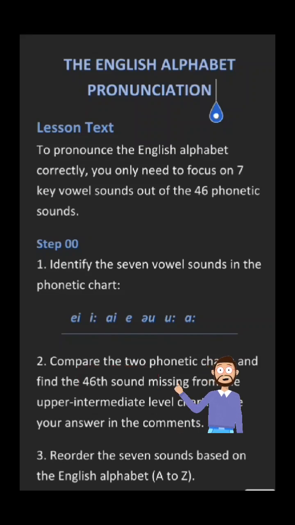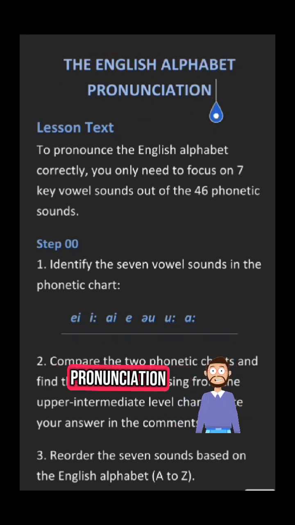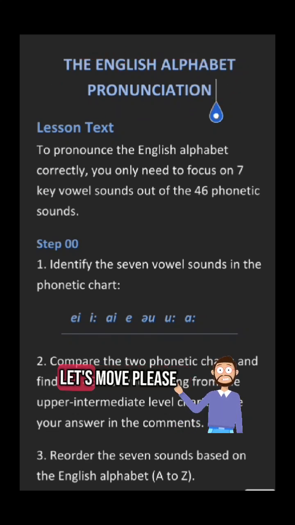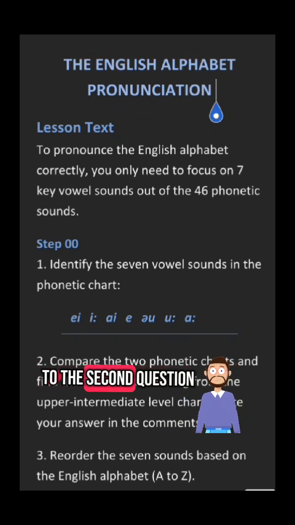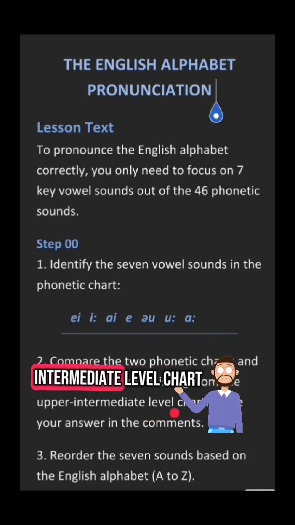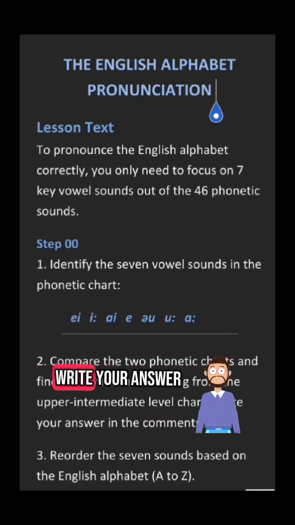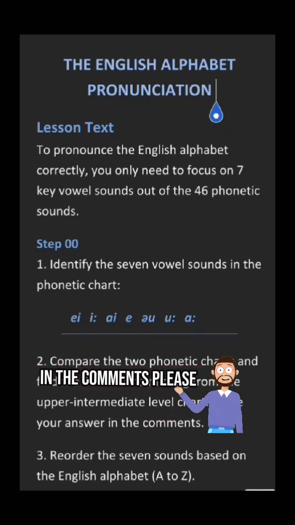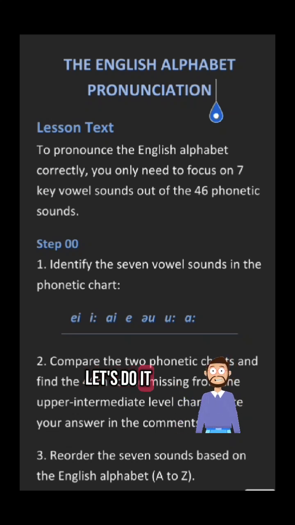Hello again. Continuing with step 0 from our lesson, the English alphabet pronunciation. Let's move, please, to the second question. Compare the two phonetic charts and find the 46th sound missing from the upper intermediate level chart. Write your answer in the comments, please. Let's do it together.